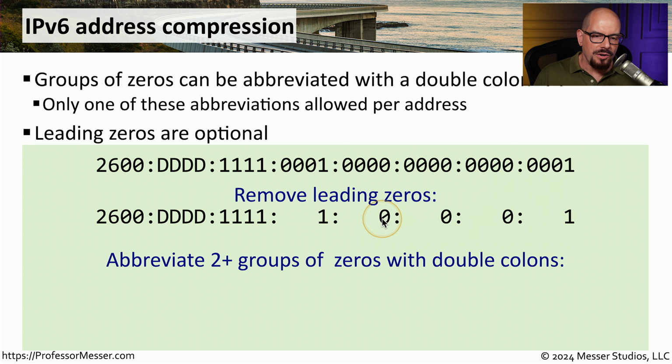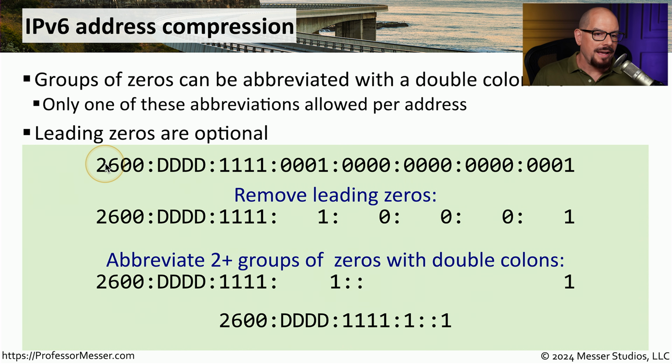You'll also notice that there are 3 individual groups here that are simply zeros. One way that we could simplify the writing of this IP address is to abbreviate 2 or more of those groups together with double colons. So all 3 of those zeros would be removed and we would replace them with one series of double colons. This means that we would have a very simplified form of this address. Instead of having all 128 bits of that address shown on the screen, the address is now simply written as 2600-DDDD-1111-1 double colon and 1.